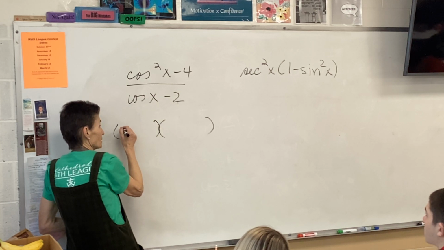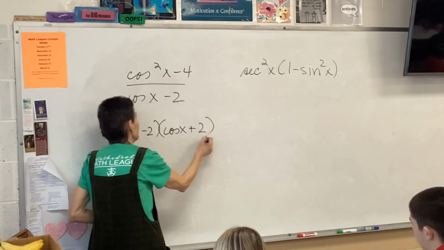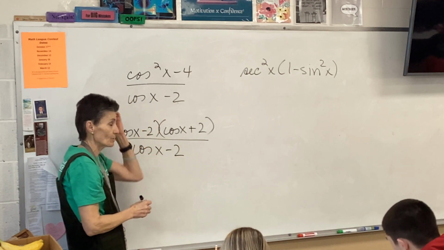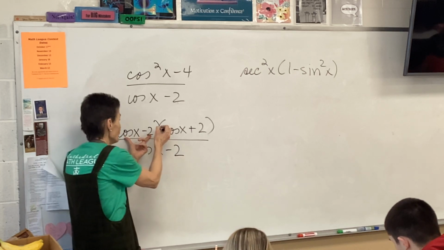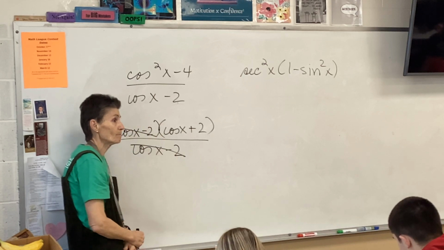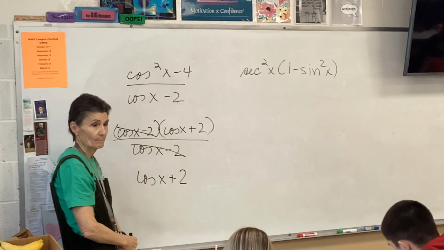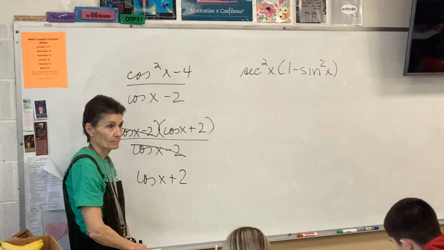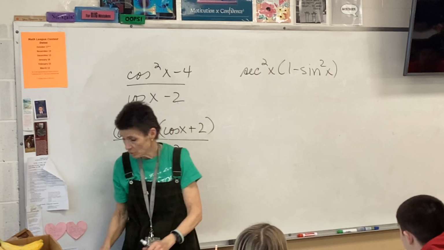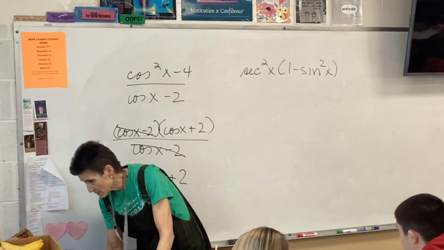Cosine of x minus 2, and cosine of x plus 2. Beautiful. Now, as soon as I factored, it becomes cosine minus 2 times cosine plus 2. So now I can cancel, and the answer is just cosine x plus 2. Okay, so what do we have to recognize? We have to recognize that the numerator is the difference of squares.